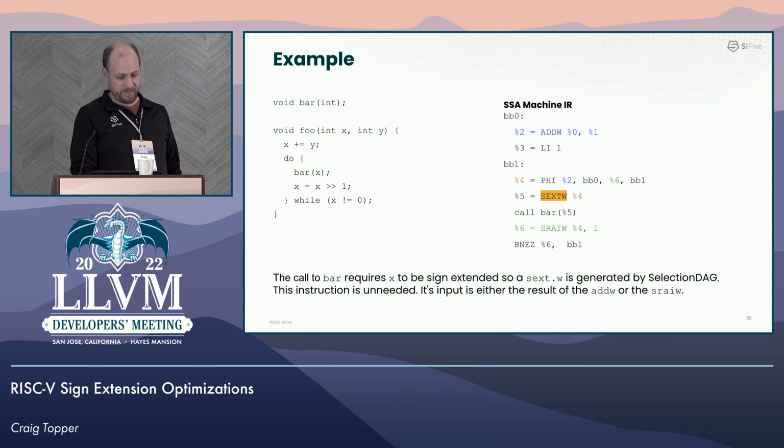On the right, we can see that SelectionDAG correctly chose an ADDW for the add here, and an SRAIW for the shift here, but we still emitted a sign extend W for the call itself. But the input of the call comes from this phi, and the phi uses either the add or the SRAIW, so no matter what value the phi receives, the result of the phi will be sign extended, so we didn't need this instruction.